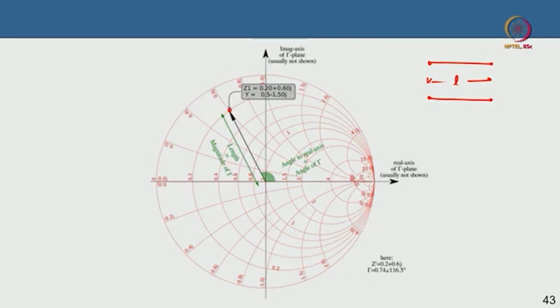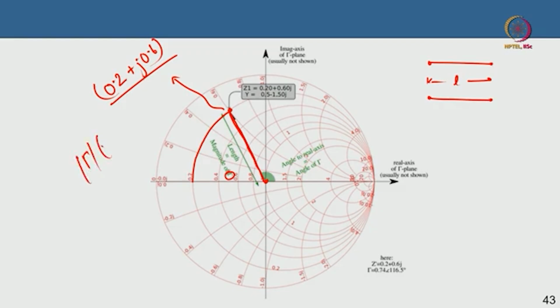Before that, just for example, suppose I have a point here, this point is 0.2 plus 0.6j. This is your impedance at this point. If I look at the center, which is the match condition, and draw a straight line from the center to that point, which is this black arrow, the length of this arrow gives you the magnitude of the reflection coefficient. You remember, I am plotting everything as gamma times e to the power minus j theta, so the magnitude of the reflection coefficient is the magnitude of this line.